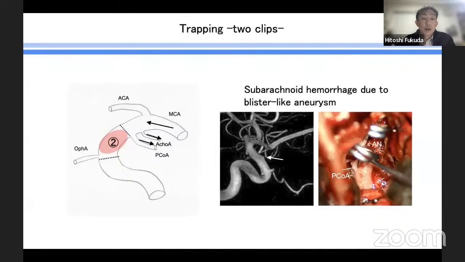Next, I will show you the case of trapping with 2 clips. When the lesion is located proximal to the PCOM and distal to the ophthalmic artery in the intracranial space, we can use 2 clips to trap this aneurysm. This is a case of subarachnoid hemorrhage due to blister-like aneurysm of the C2 portion of the ICA. So we used 2 clips to completely trap this aneurysm.